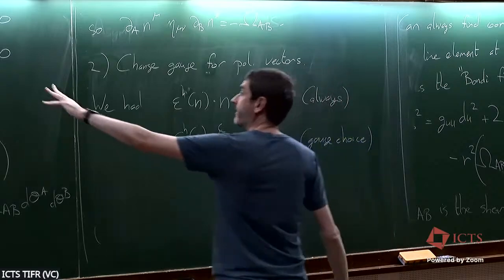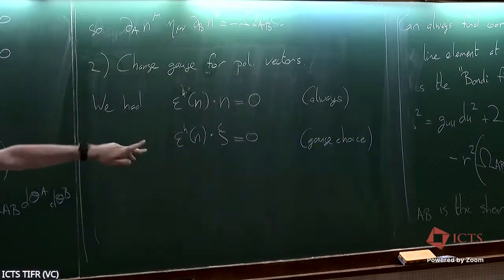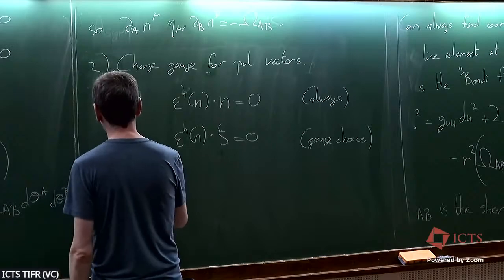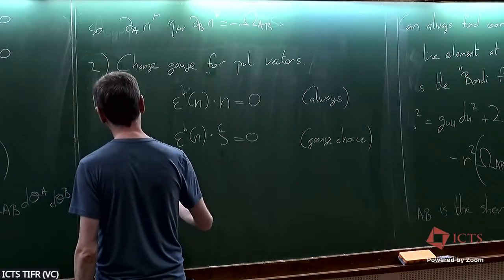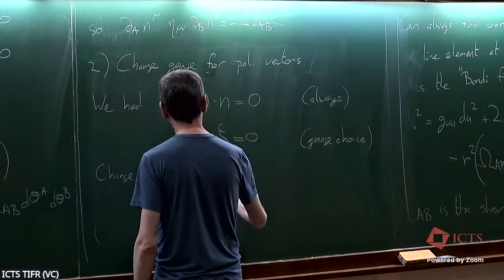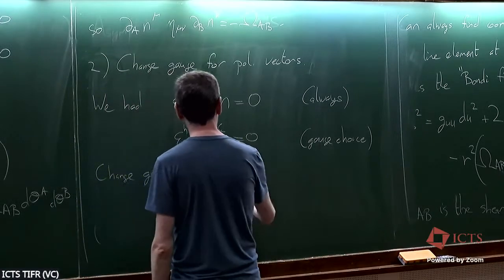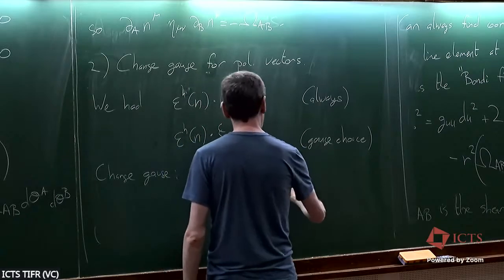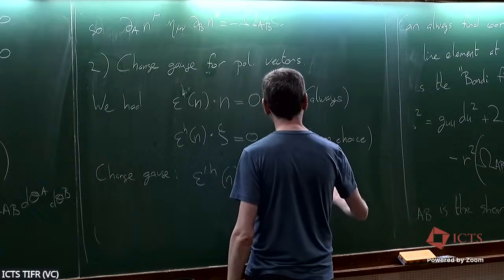Now, given that I have this observer and I picked some nice coordinates for my observer, I'm going to choose a different gauge which is associated with the observer. So I'm going to change the gauge. So that means I'm going to have different polarizations, epsilon_h of n, which are epsilon_h, the old ones, plus some x times n_mu.